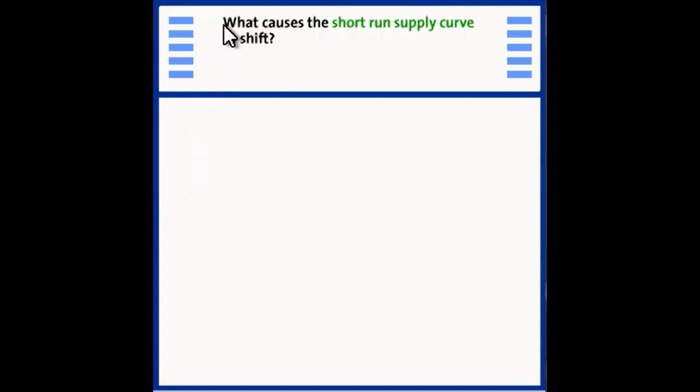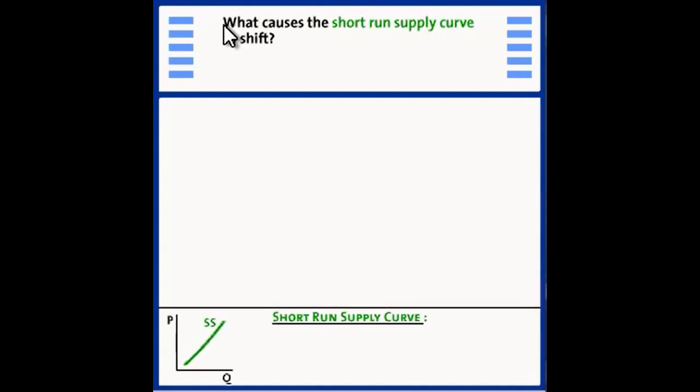Now, over on the board, I have redrawn the short-run supply curve by itself. And I'm going to talk about the things that would cause the short-run supply curve to change its position. In particular, let's talk about what would cause it to shift outwards. To answer this question, start with recalling what the short-run supply curve is.